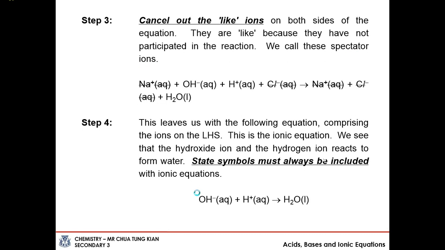Step 3, we cancel like ions on both sides. Na plus, cancel, Na plus, cancel, Cl minus, cancel, Cl minus, cancel. And step 4, we copy down whatever is left behind, and we have our ionic equation.